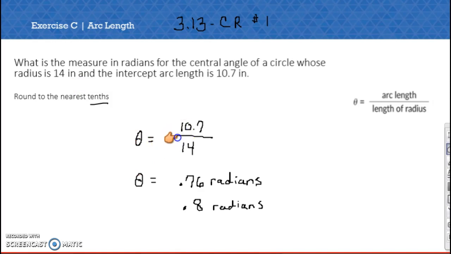10.7 divided by 14 gives us 0.76 radians. This particular problem said round to tenths, so remember you're going to look at the 6. It's greater than 5, so that's 0.8 radians.